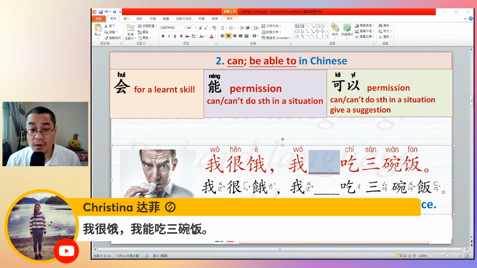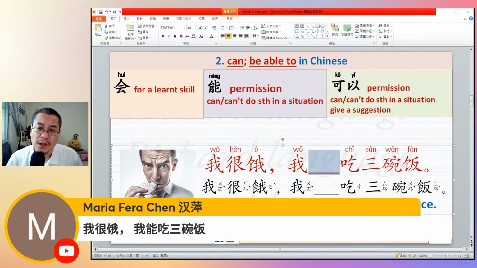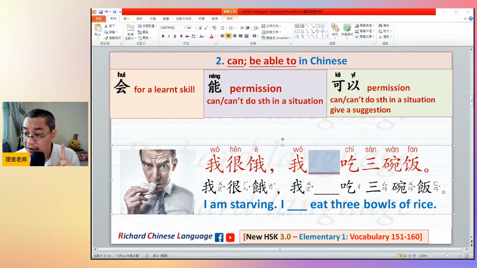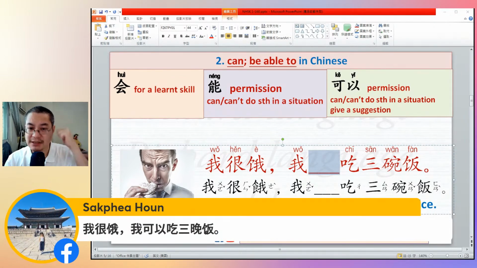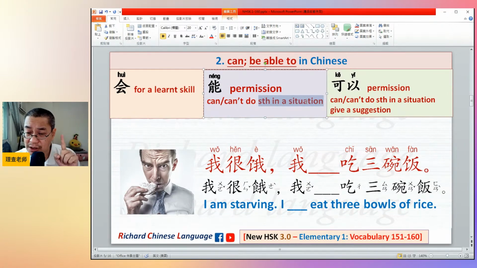我很饿。我能吃3碗饭。3 bowls of rice. Okay, 我可以吃3碗饭。Yes, very good. Okay, everyone, see here. What's the situation? The situation is you're very hungry. That's the situation, right? So you can do something. You can eat 3 bowls of rice because the situation is you're starving, right?